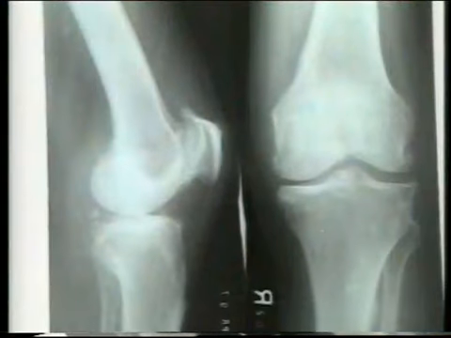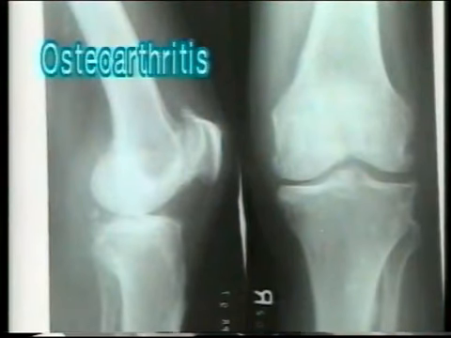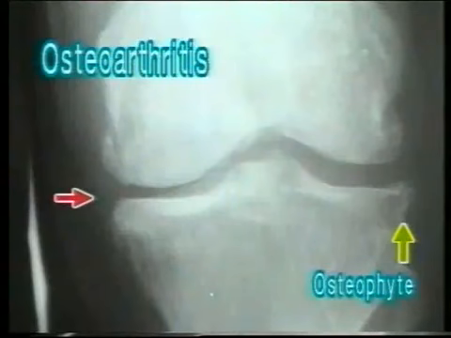This X-ray of the right knee shows reduced joint space shown by the red arrow. Cartilage destruction and reduced joint space is the most important X-ray feature of osteoarthritis. The cartilage destruction is usually more on the medial side. Note that the joint space is more reduced on the medial side. Fibula marks the lateral side.